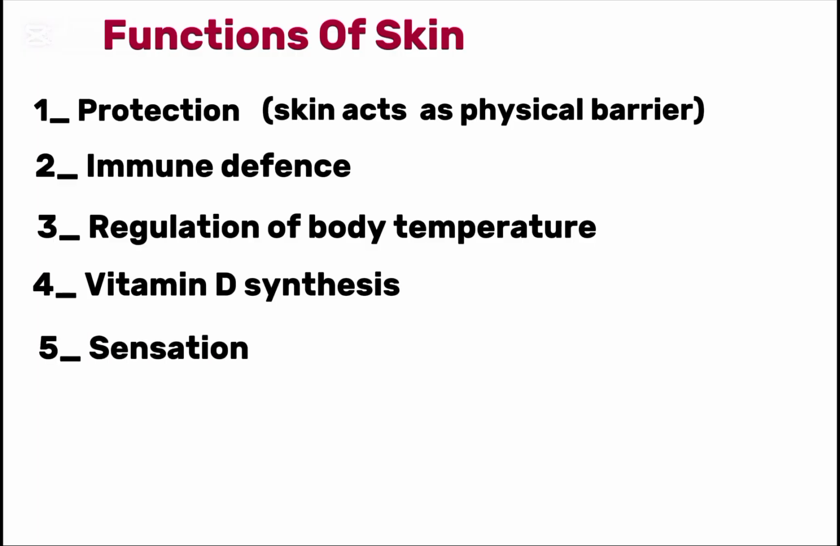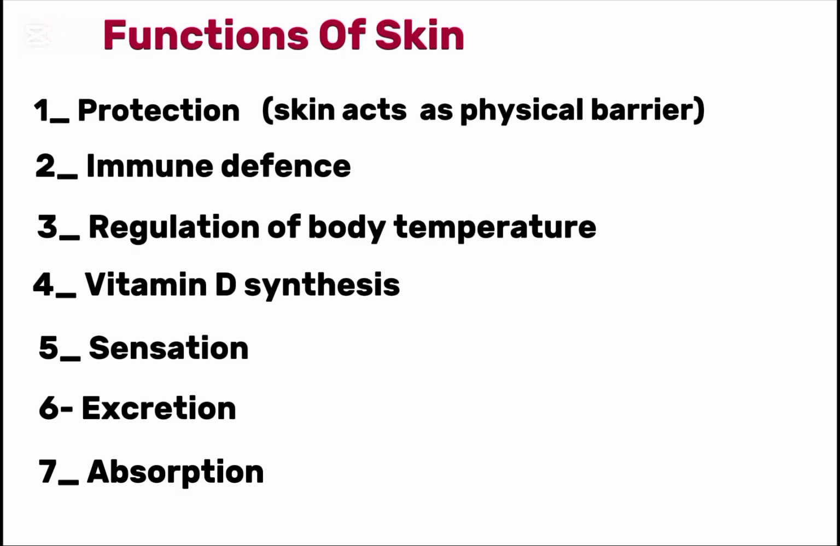Sensation. Skin is the main sensory organ of the human body. It contains various nerve endings or sensory receptors that are sensitive to touch, temperature, pain and pressure. Excretion. Skin plays a role as a minor excretory organ, and it happens through sweating. Sweat contains water, salts, ammonia and urea, so skin helps in the excretion of some waste in the form of sweat. Absorption. Skin has little absorptive capacity. For example, when we administer a drug as a transdermal patch, then skin absorbs this drug.